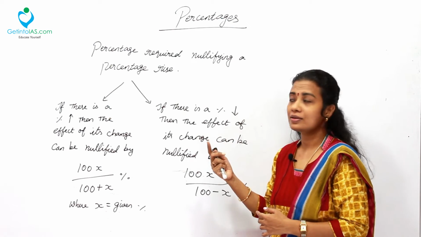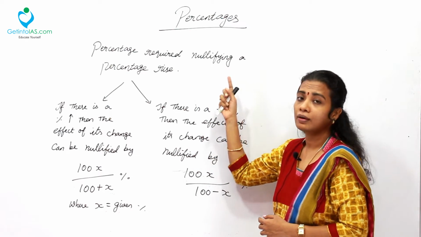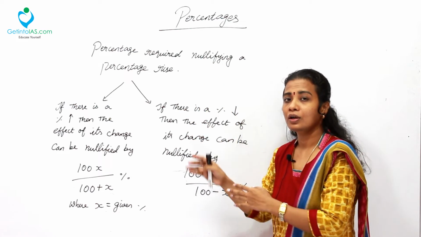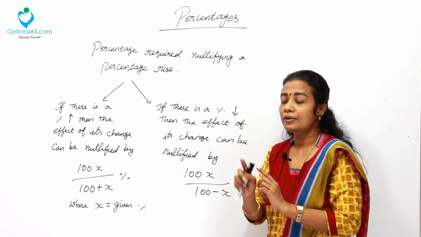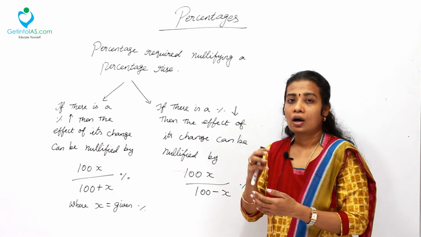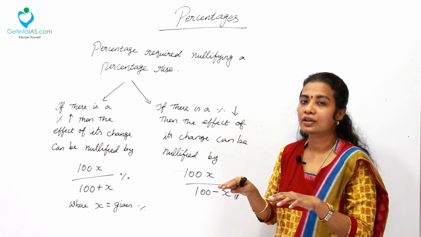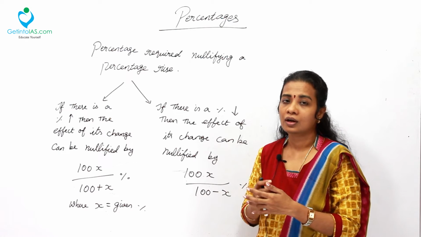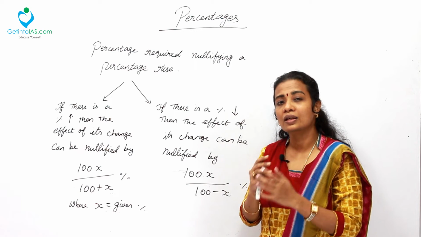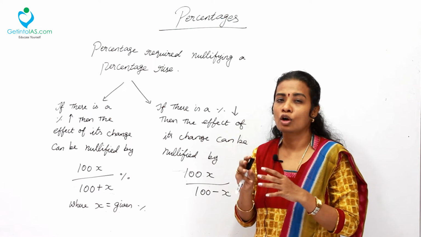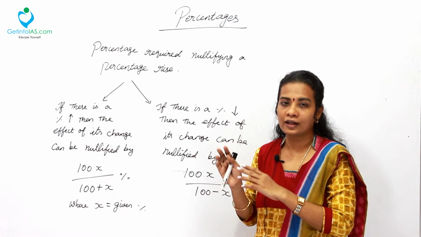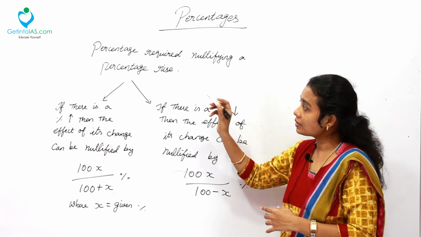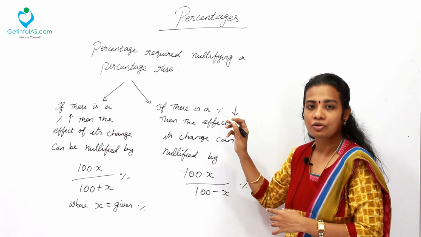The next subtopic is percentage required nullifying a percent rise. This is a very important concept covering in most of the cases a rent is increased by a certain amount. How much you want to be decreased to nullify the percentage increase, like that. Also in case of so many rectangle sums, find the area of the rectangle. If the length is increased and the breadth should be decreased in order to keep the area same, like that. So many topics are covered under this subtopic percentage required nullifying a percentage rise.